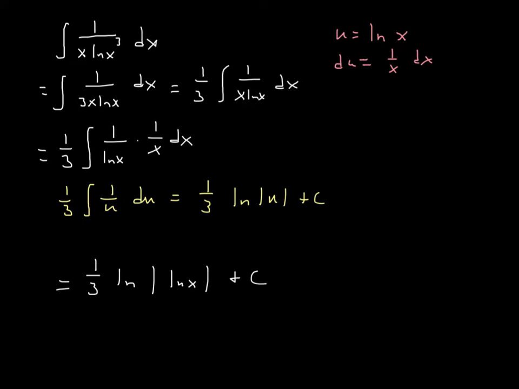Now the way this one works is I'm going to let u equal the natural log of x, and then du is going to be 1 over x dx. And so that problem has now just become 1/3 times the integral of 1 over u du, which we know by the log rule is equal to 1/3 times the natural log of the absolute value of u plus c. And again, knowing that u is the natural log of x, this equals 1/3 times the natural log of the absolute value of the natural log of x plus that c.